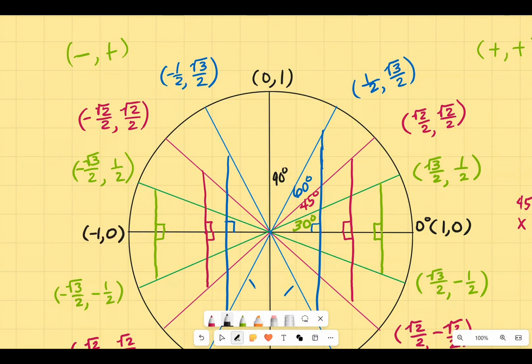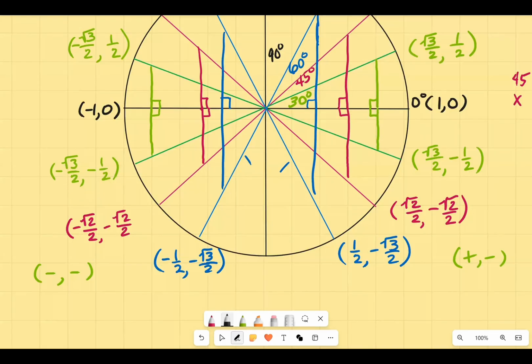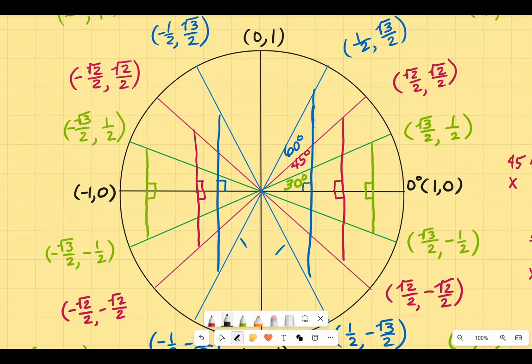And then finally, if I go down to the bottom, because remember, the radius is going to be 1. So this is going to be 0, -1. All right, let's fill in the rest of the information. Let me label this whole thing 90.